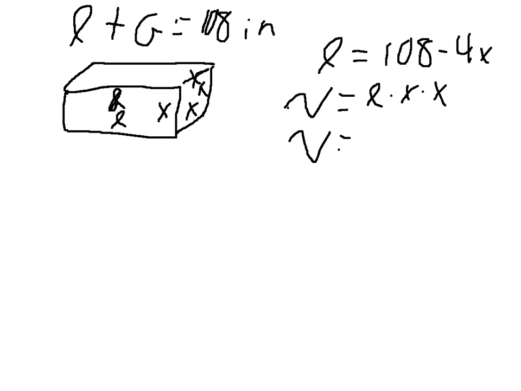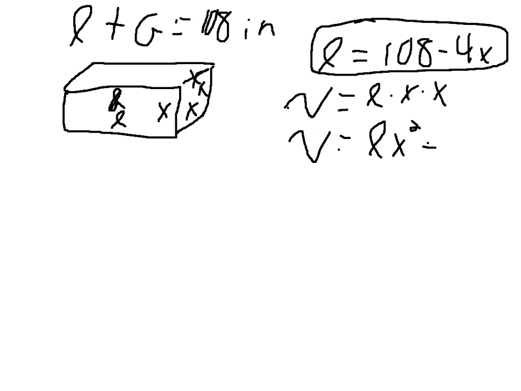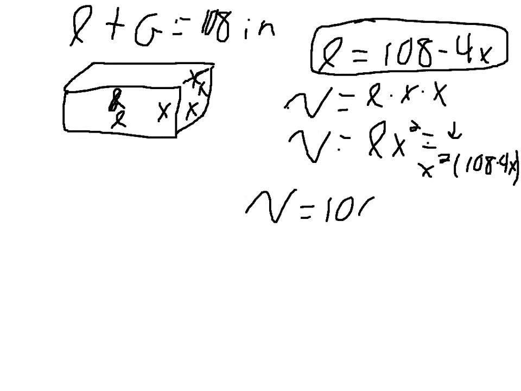Those are V's. L x squared. So now we're going to do some substitution here, so that instead of using L, we have what L equals up here, so that we'll just get x values in there. So it'll be x squared, this is right down here, x squared times 108 minus 4x. So now we can expand that out, so we'll give ourselves some more room here. 108 x squared minus 4x cubed.